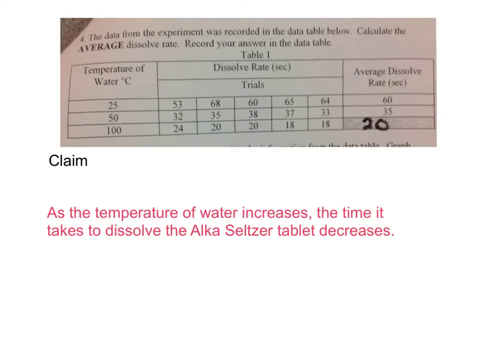I started with my claim, and I made my claim first by looking over here at the temperature of the water, and I noticed that it got bigger. It went from 25 to 50 to 100. And then I noticed over here that as the temperature was going up, these numbers were going down. They went from 60 to 35 to 20. So that's how I made this claim. As the temperature of water increases, the time it takes to dissolve the Alka-Seltzer tablet decreases.